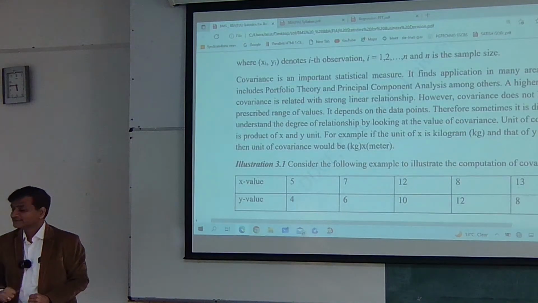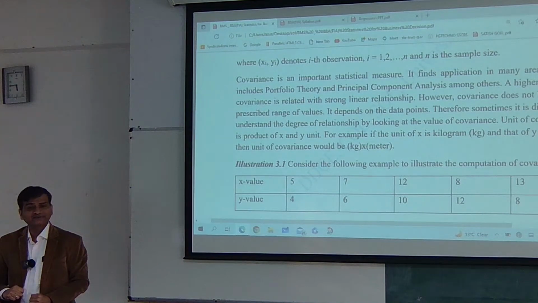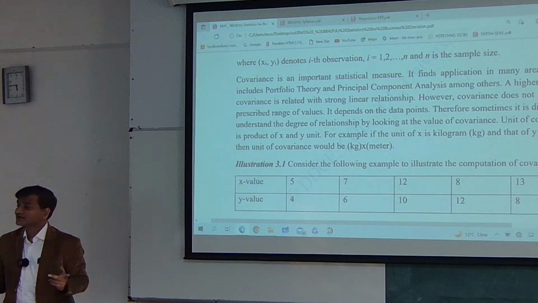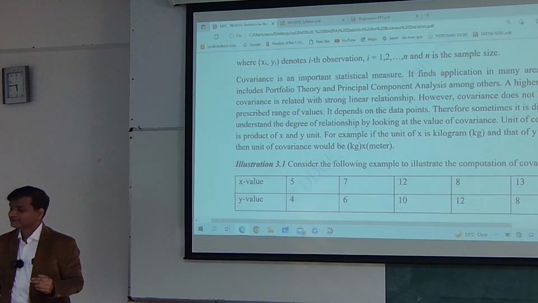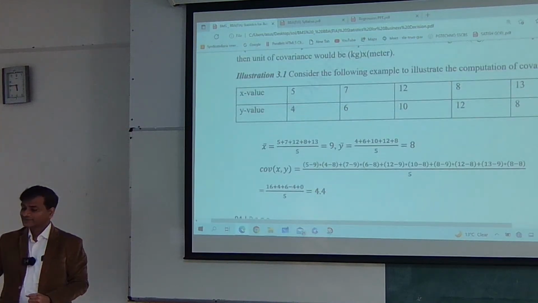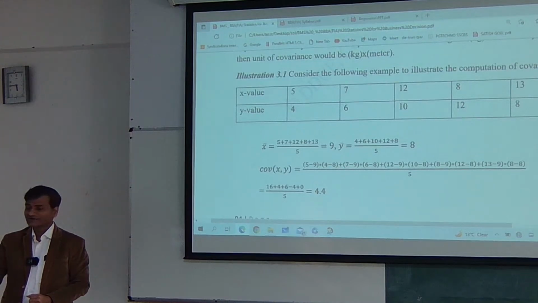So covariance is a very important measure, which depicts the linear relationship between two variables, and you can see the examples. It's very simple, x values and y values, and you have to find the covariance. You simply find the mean of the two.